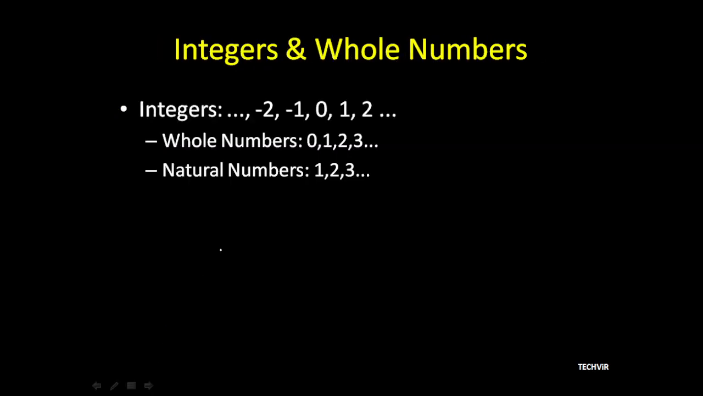Next, integers. Integers are these numbers, you know very well: minus 2, minus 1, 0. They are not decimal numbers or fractions. They are simply numbers, but they may be negative, 0 or positive, so they are the integers. What are the whole numbers? Whole numbers are the numbers which usually start from 0, and natural numbers start from 1.